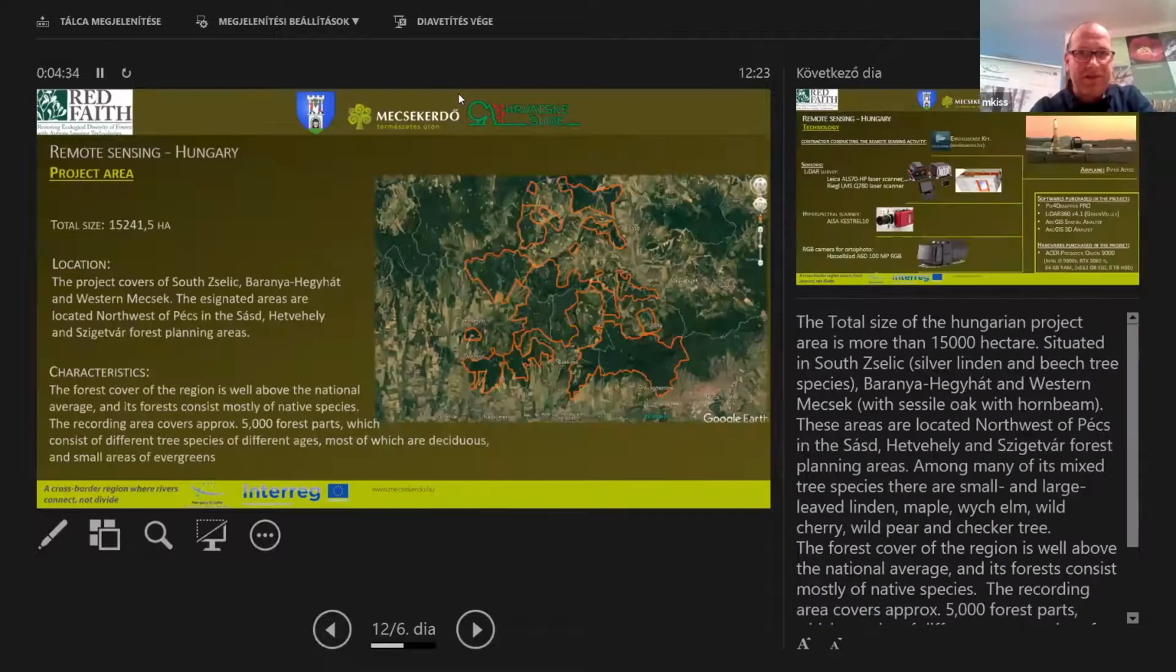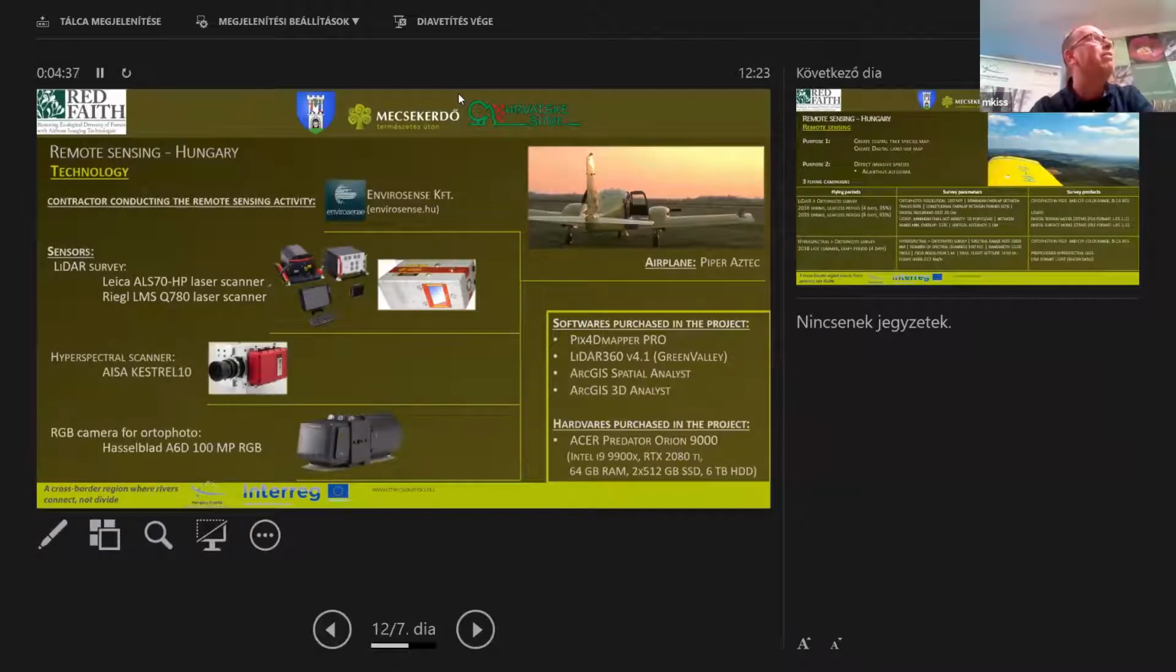Here is the Hungarian part of the project, and here is the technology we used in Hungary. We have LiDAR survey, laser scanners, and hyperspectral scanners for hyperspectral survey. And we purchased almost X4D Mapper, LiDAR, and RGS software, and the workstation for processing data.